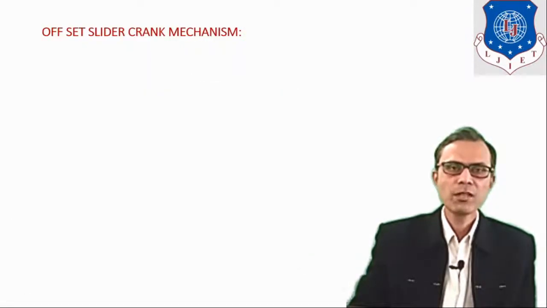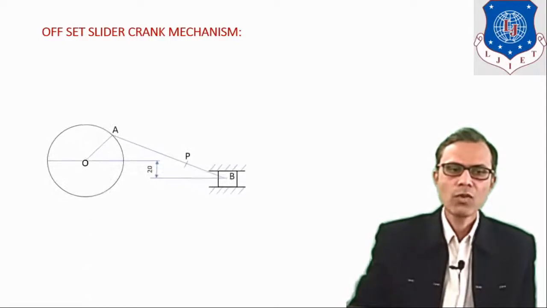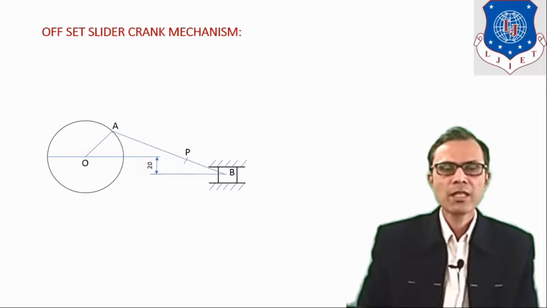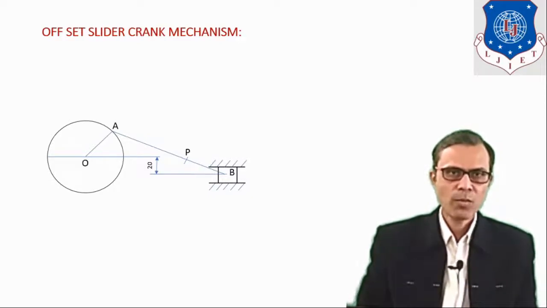Next example is offset slider crank mechanism. Now what is the difference between simple slider crank mechanism and offset slider crank mechanism? Here you can see in this diagram, it is offset slider crank mechanism.